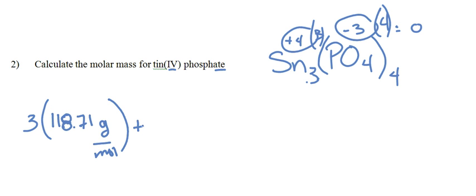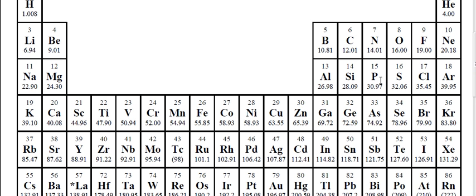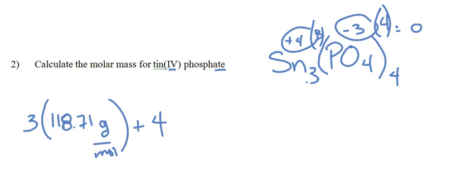And then we're going to add that to the total number of phosphorus atoms. So how many phosphorus atoms do we have in this compound? Well, we have 1 within the phosphate, but we have 4 phosphates. So that means that we actually have 4 phosphorus. And the molar mass for that is right up here. Phosphorus, element number 15, is 30.97. So we'll multiply that, 30.97. And again, that's grams per mole.